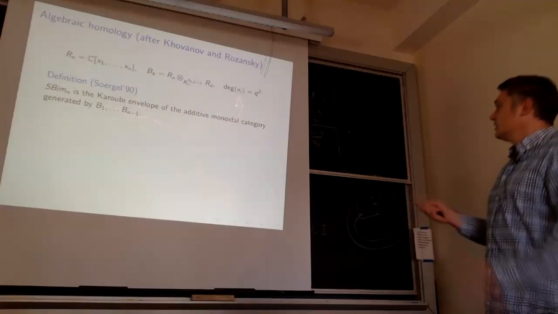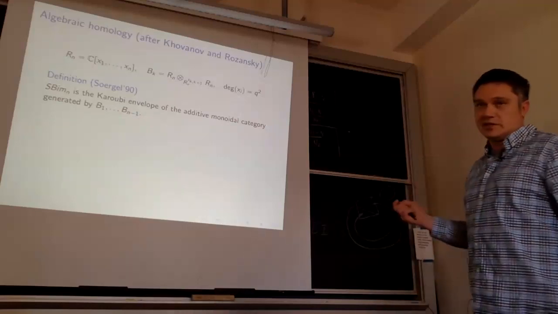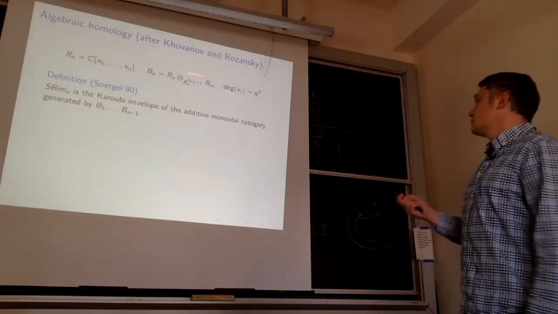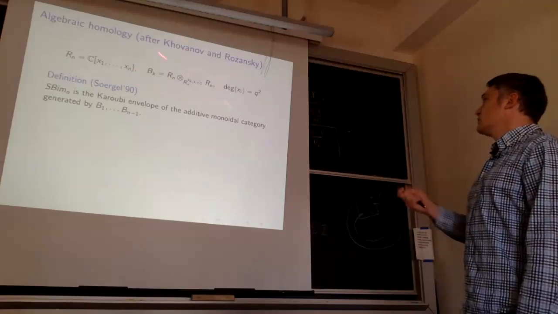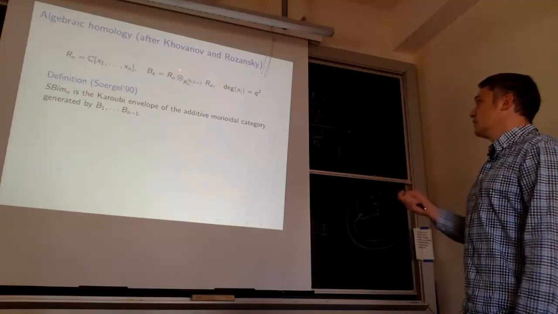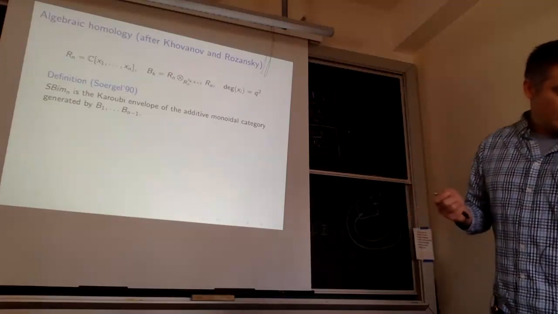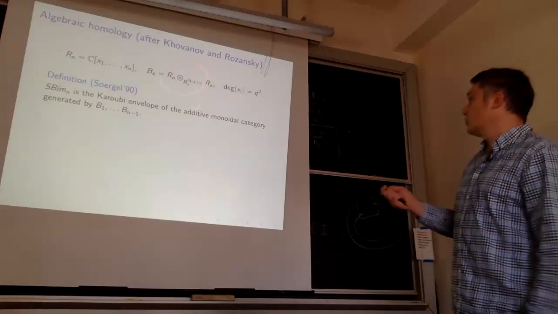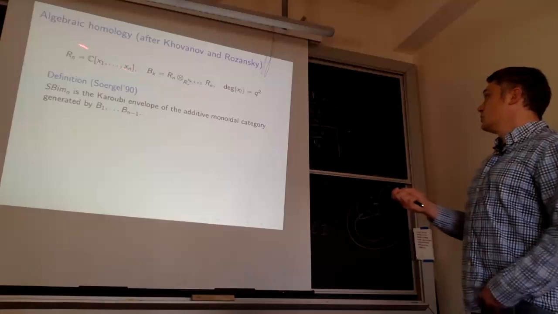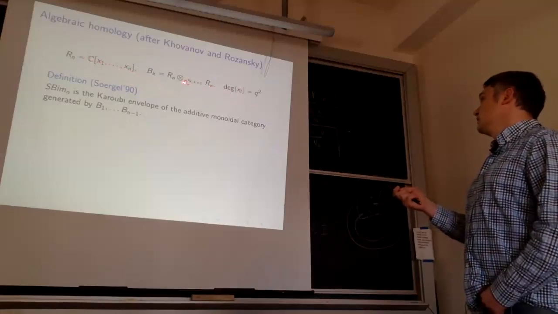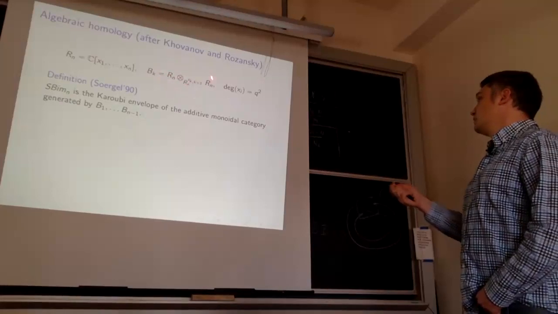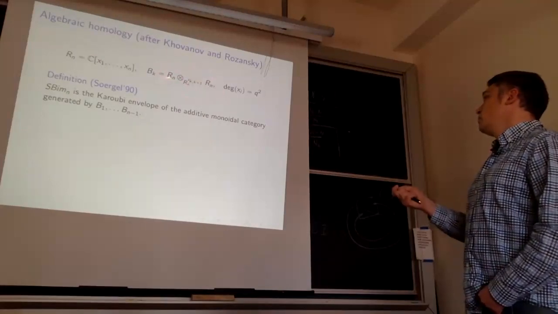All right, then I want to explain where we get braids. There's some other construction, the initial construction of Khovanov and Rozansky. It's more precisely a construction by Khovanov, who used Soergel bimodules. He studied these Soergel bimodules, where you fix a polynomial ring in variables, and you define some natural bimodules.